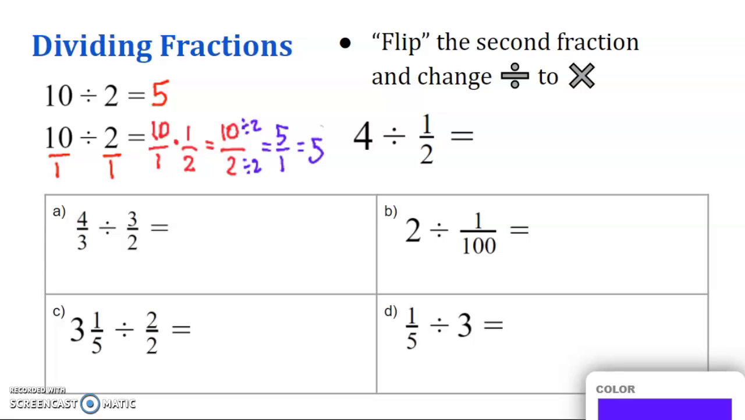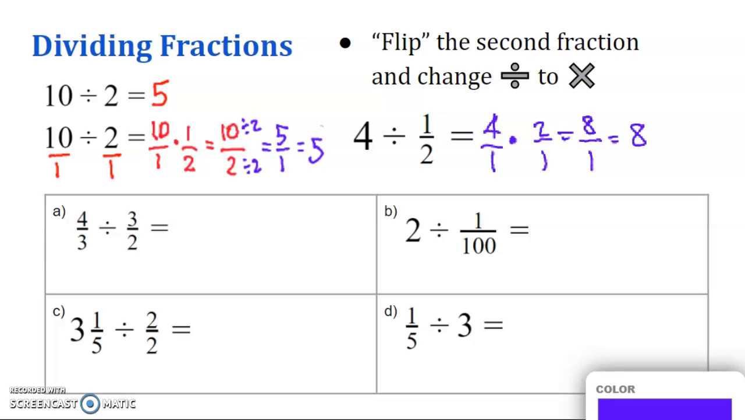So 4 is same as 4 over 1 and divide by half. Divide by half, we need to flip the second fraction, okay? So that's going to be 2 over 1, and then change the divide sign to multiply, and then multiply top with top and bottom with bottom, and that becomes 4 times 2 is 8, and 1 times 1 is 1. So 8 over 1 is really same as 8. So this tells me if you are trying to divide 4 into groups of halves, you'll get 8 groups.